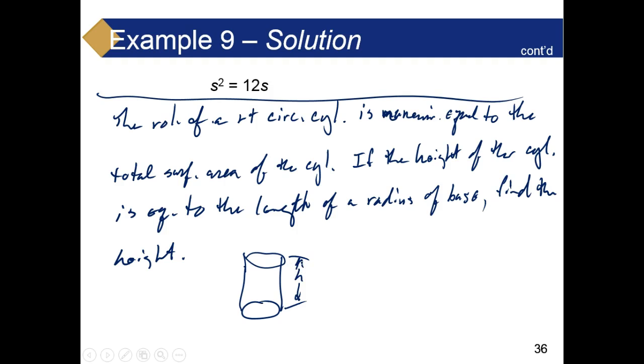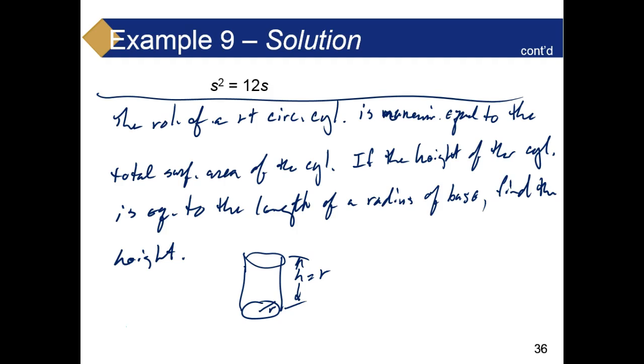Is H okay to call it that? Yeah. The radius of the base, the base is a circle, so there's the radius. So this is saying H is equal to R, right? That's what that sentence says: if the height of the cylinder is equal to the length of the radius, H equals R. What are we looking for? H, the height. You got it.